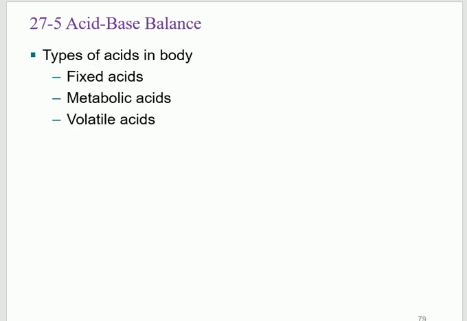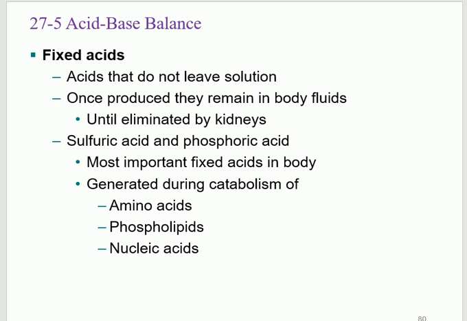And when you say acidosis, like the acids are increased, what are these acids? Fixed acids, metabolic acids, and volatile acids. These are the three types of acids. Fixed acids, these are fixed in a solution. It doesn't go away. It's fixed.